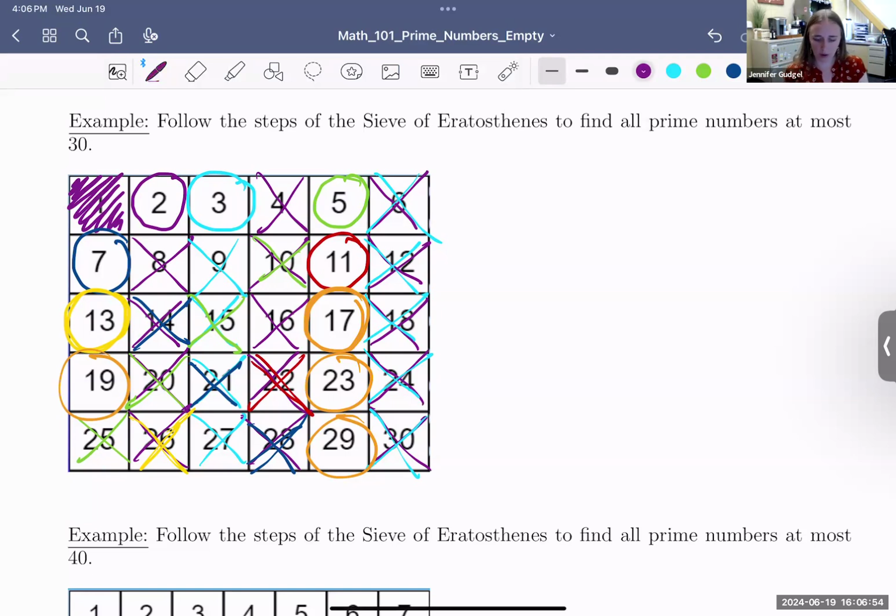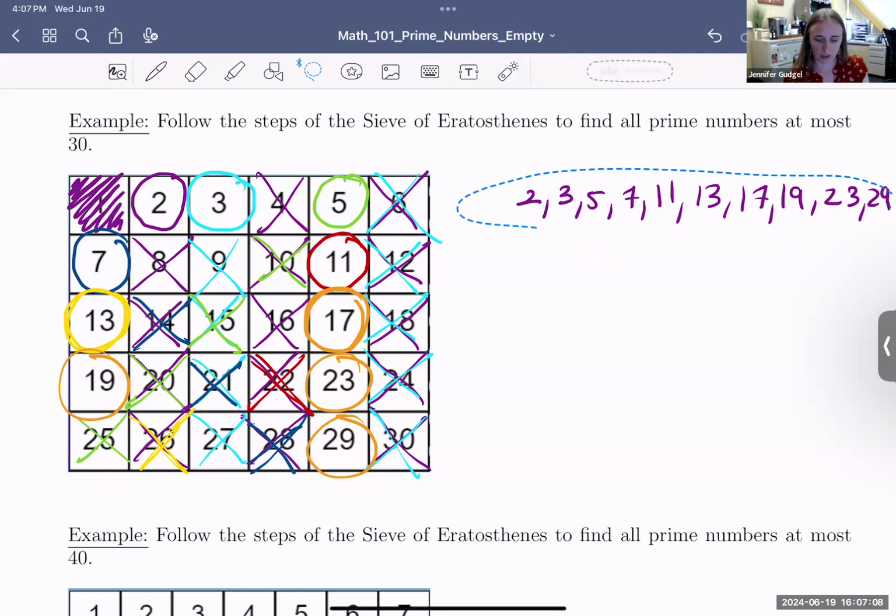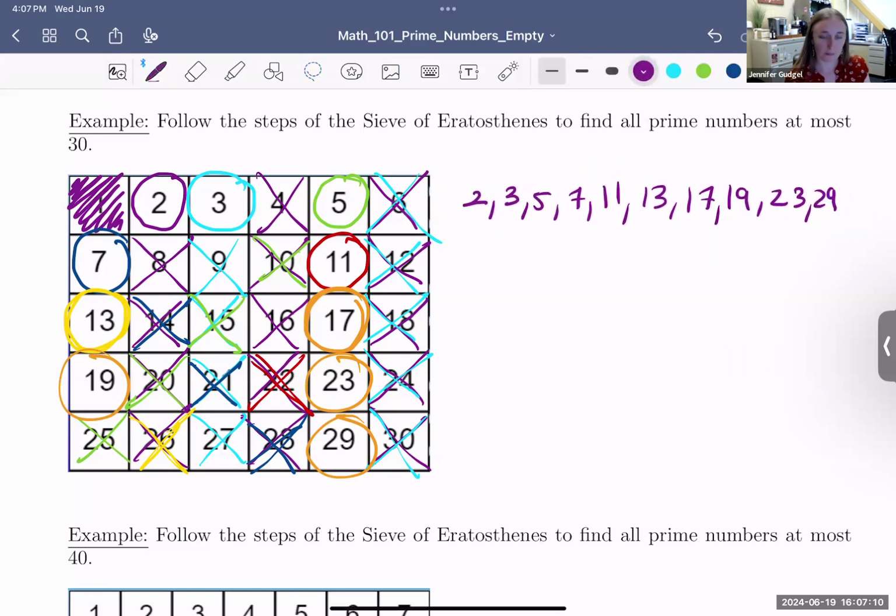So all of our primes of at most 30 were 2, 3, 5, 7, 11, 13, 17, 19, 23, and 29. And that is how the Sieve of Eratosthenes works. Make sure you're not including 1 on your prime list. 1 is not a prime number. It's also not a composite number.